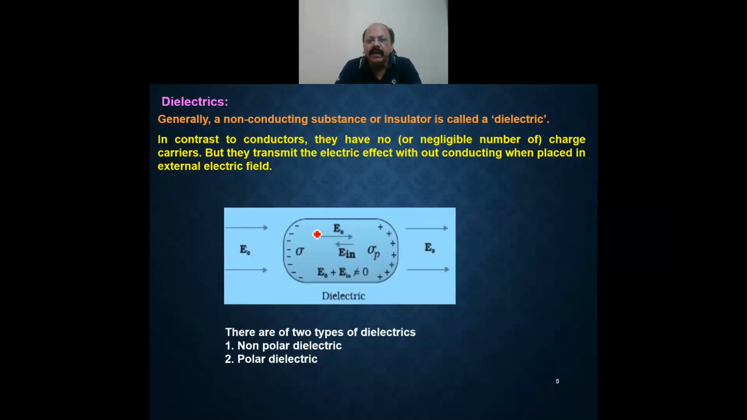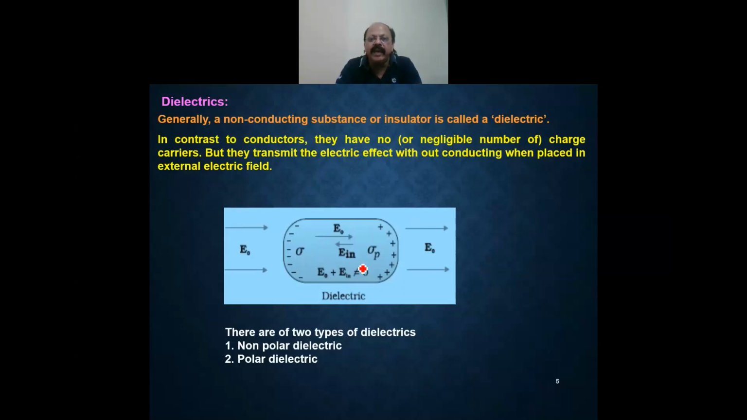But the electric field generated inside the dielectric is not equal to the original electric field given by the external source, that is E naught. So inside the dielectric, E naught plus the electric field inside due to polarization cannot be 0. But in the case of a conductor, it is 0. So you remember it.